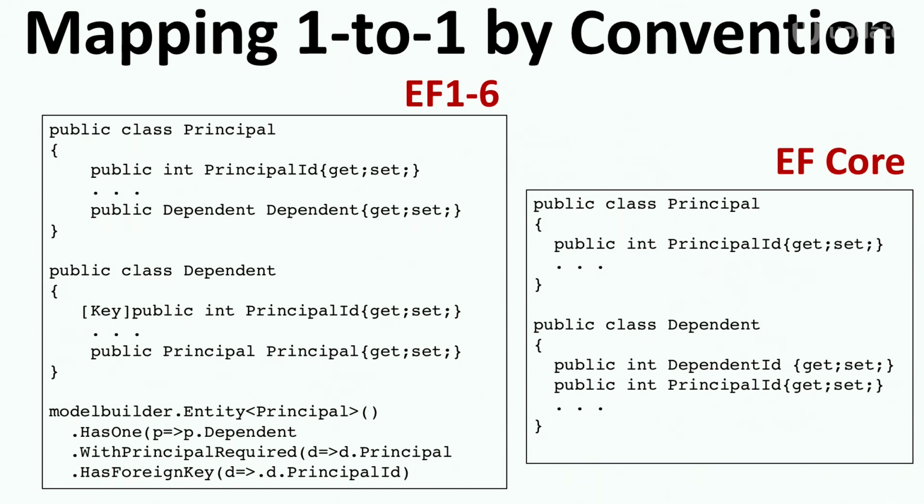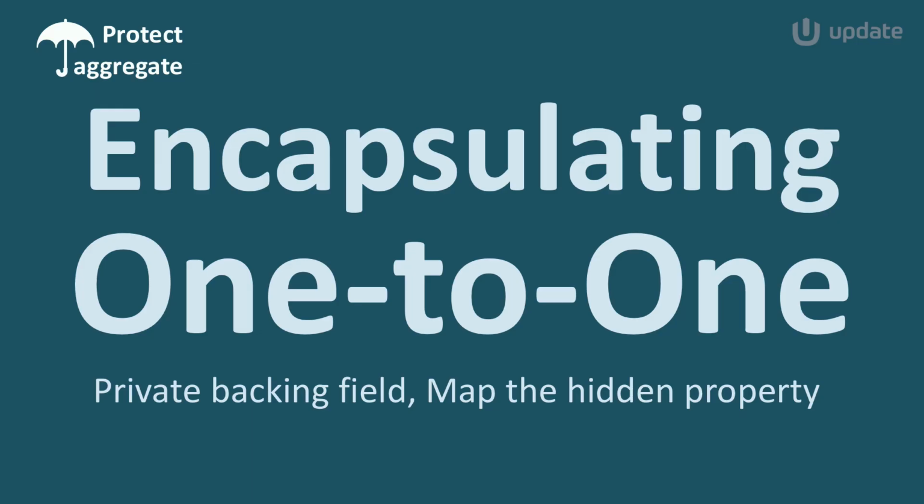So this is what it looked like in EF, right? We had to have the navigation properties on both ends. We had to do the mapping. Now, if it's just basic, it'll recognize it by default, which is really nice. But also, we can encapsulate that.